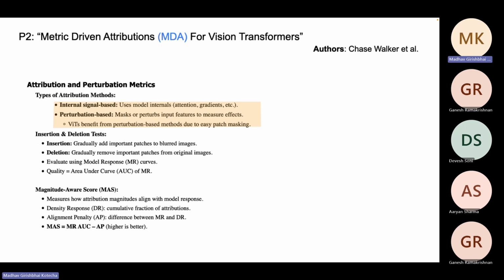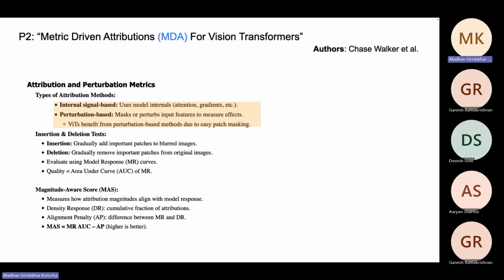In attribution, there are two tests, insertion and deletion. Insertion is basically adding the patches. What transformers do is divide the image into patches and then provide each patch as a token, and then take the order of the tokens and perform the classification based on the transformer architecture. So the insertion and deletion tests gradually add or delete the patches from the images and then recalculate the model response.